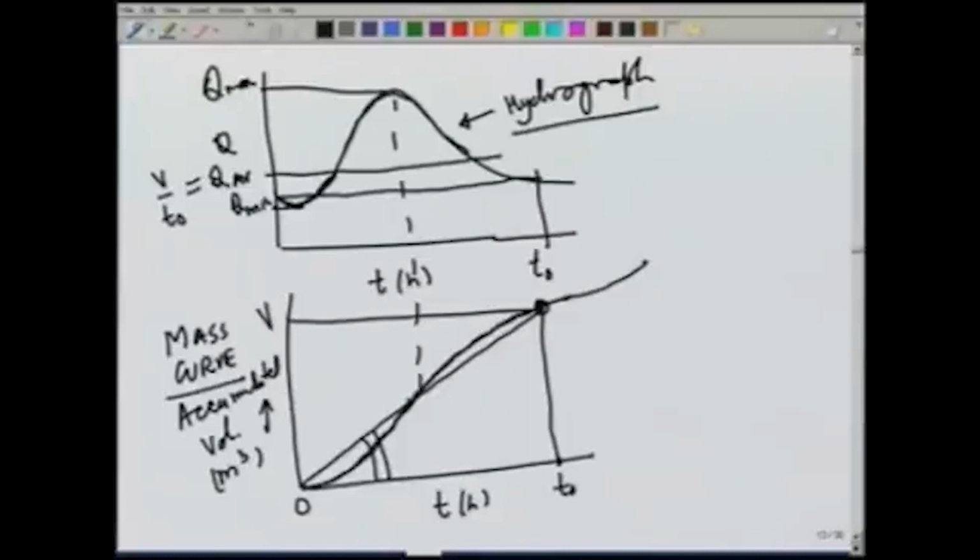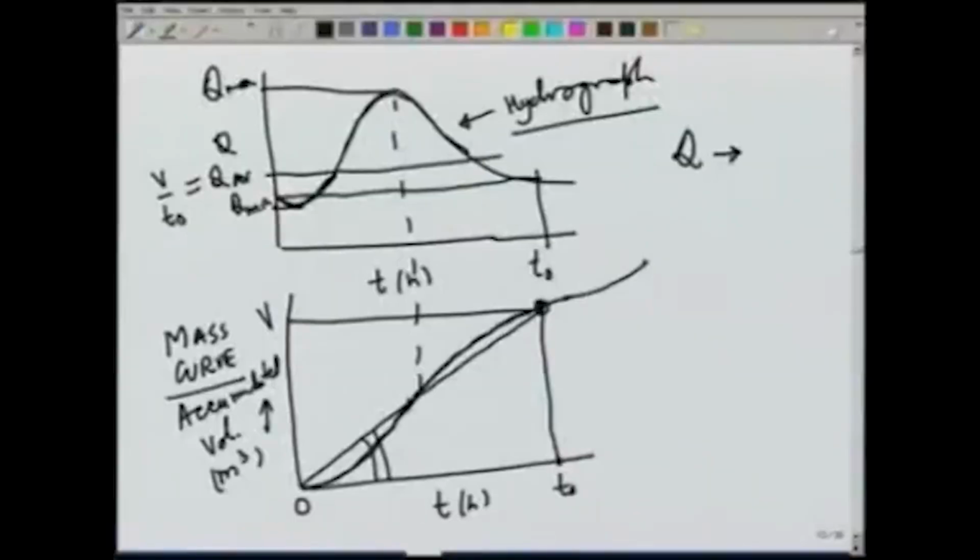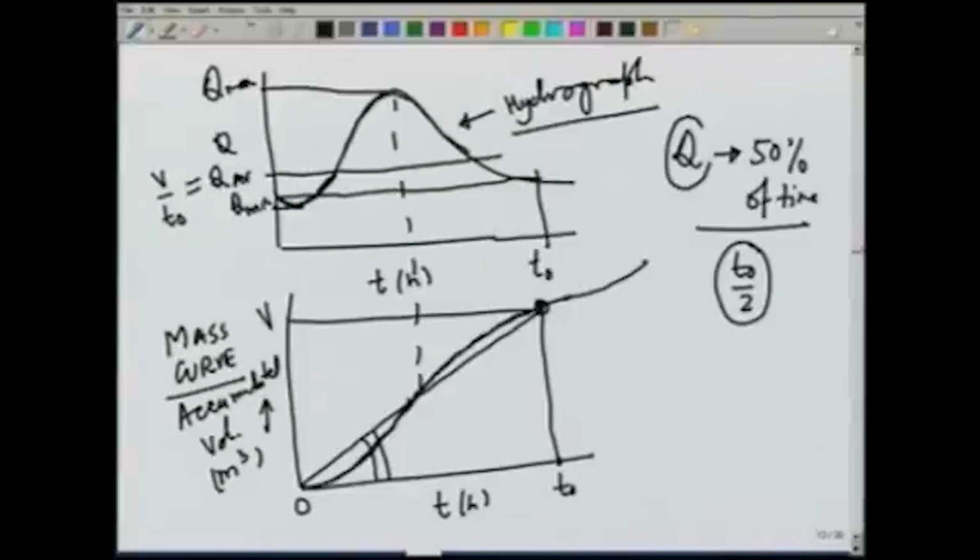The other question which we were asking is about what percentage of time we would be able to satisfy a certain requirement. For example, we may ask what is the Q which can be guaranteed, let us say, for 50% of time. If we look at what is the Q which can be guaranteed 50% of the time, it means for a period of T naught by 2 the flow should be more than that guaranteed Q, and for that we must draw a line somewhere here which will have a width of T naught by 2. So, in this T naught by 2 time, our flow will always be more than Q, let us call it Q 50.